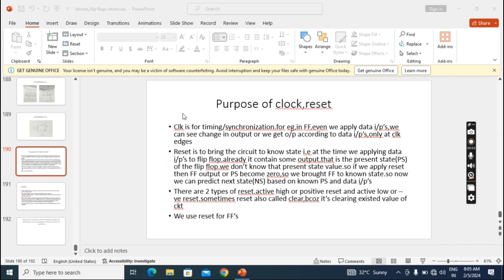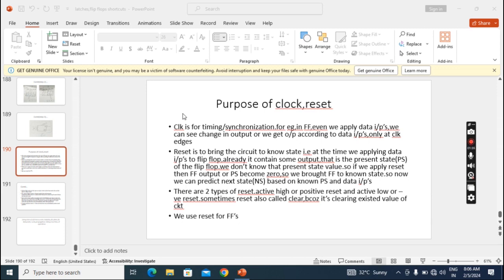And coming to the reset, this reset sometimes we can also call clear, because it is clearing the already existing output. That's why clear or reset. So this reset is to bring the circuit to the known state. For example, there is a flip-flop. I am applying some data input. At the time of applying data input, that flip-flop already contains some output.